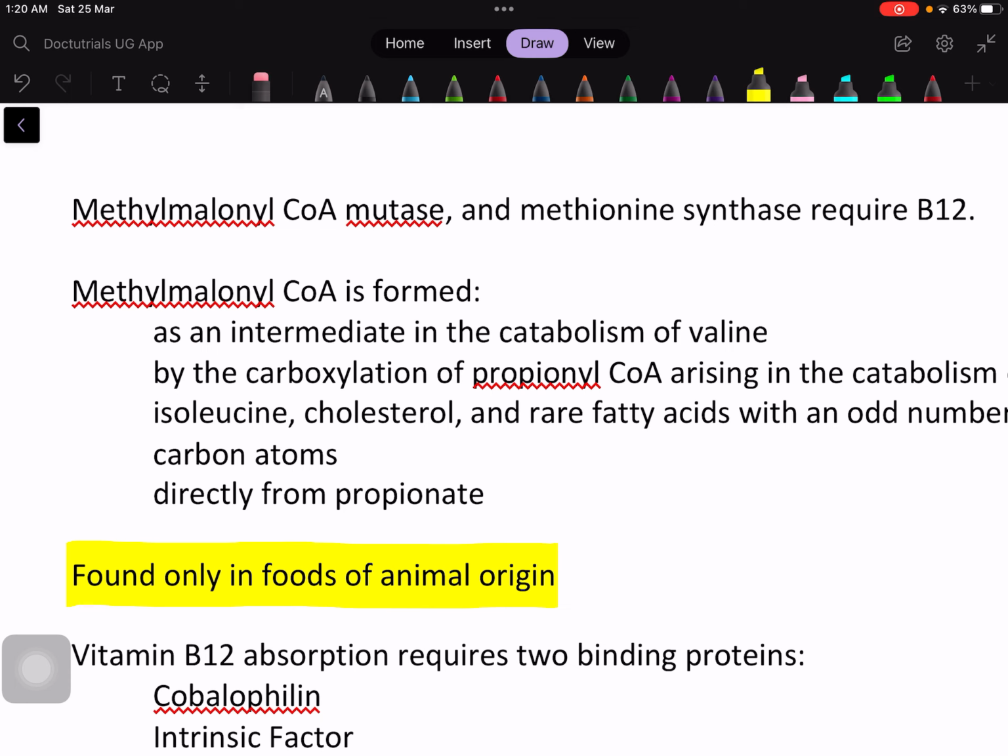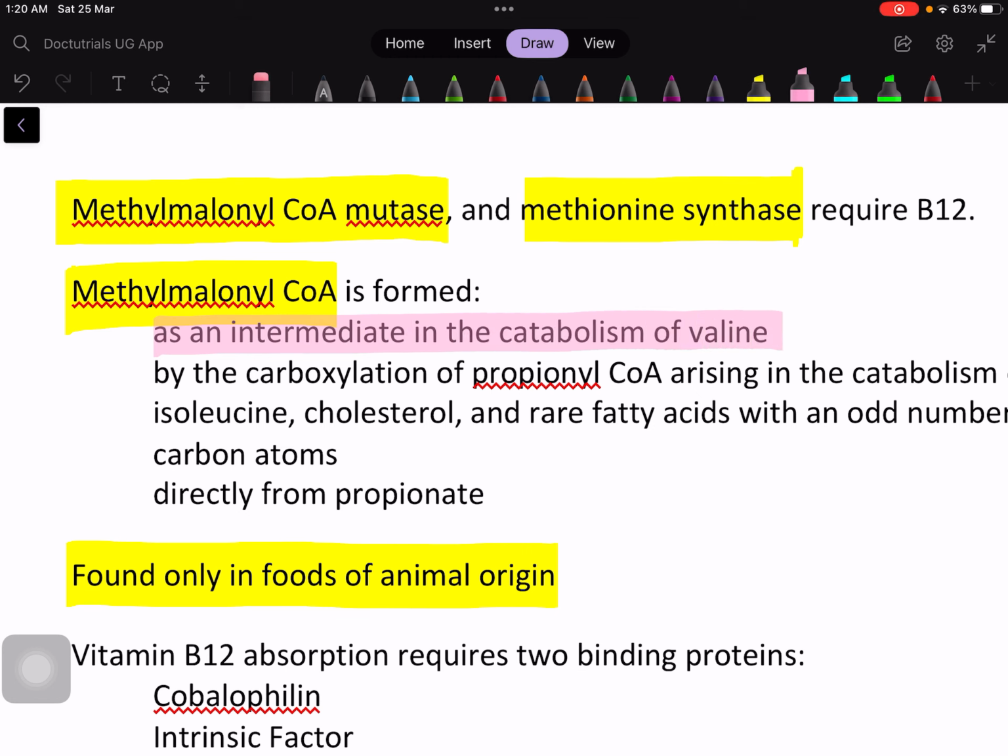In our body, two well-known enzymes which will require the B12 are methylmalonyl coenzyme A mutase and the methionine synthase. We'll come back to this methionine synthase in a short while. Coming back to methylmalonyl coenzyme A mutase, from where do we get this methylmalonyl coenzyme A? Methylmalonyl coenzyme A is formed from multiple sources. As you can see, it is an intermediate in the catabolism of valine.